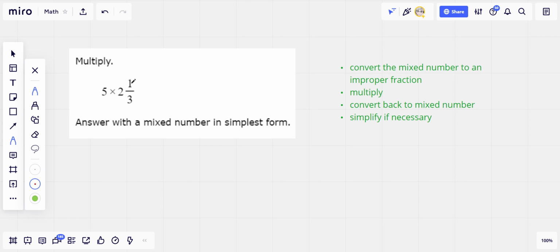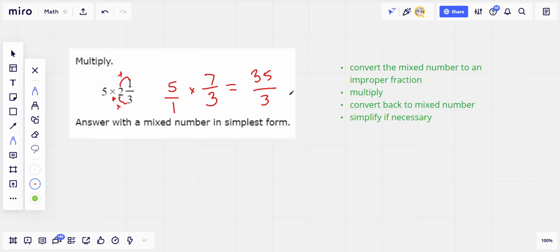The first step is to convert this mixed number into an improper fraction. So I'm going to multiply here the denominator times the whole number. 3 times 2 is 6. 6 plus 1 is 7. So we have 7/3. And the 5, I'm going to write as a fraction 5 over 1. Any whole number is itself over 1. And then when we multiply, 5 times 7 is 35, and 1 times 3 is 3. I don't think 35 is divisible by 3, so I don't think there's anything to simplify here or factor out.